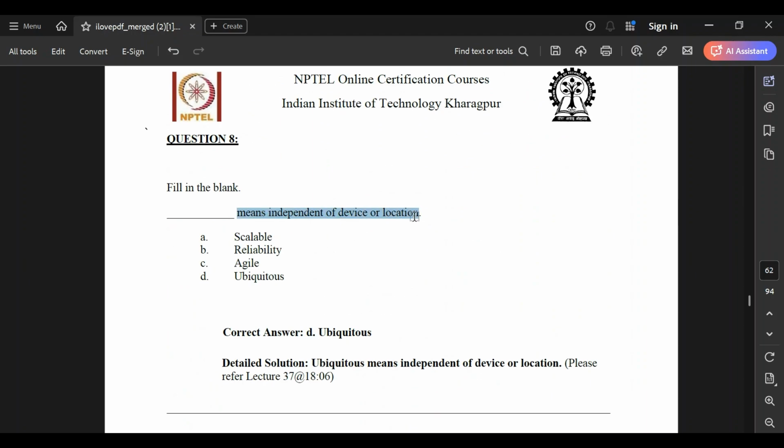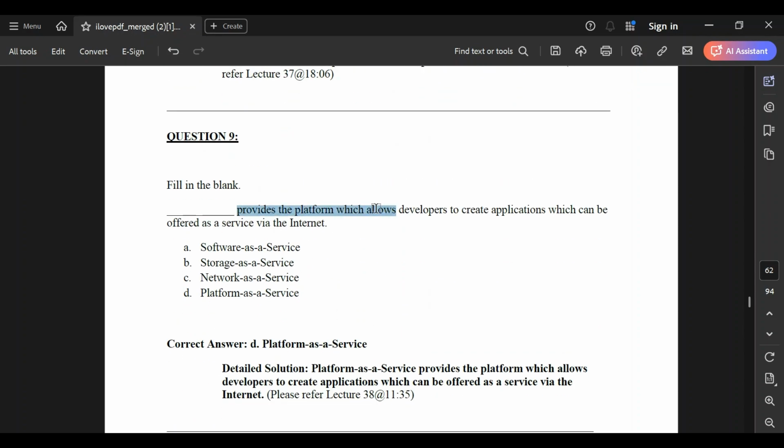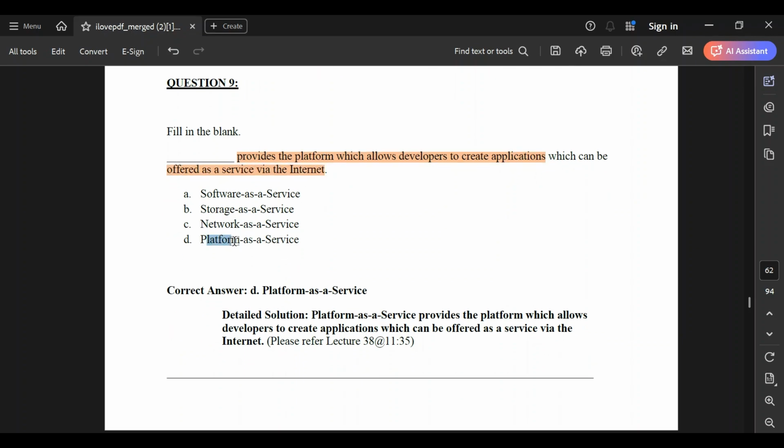Dash means independent of device or location. Means if you are ubiquitous, you are independent of device or location. Dash provides the platform which allows developers to create applications which can be offered as a service via the internet. So it is platform as a service. Okay.